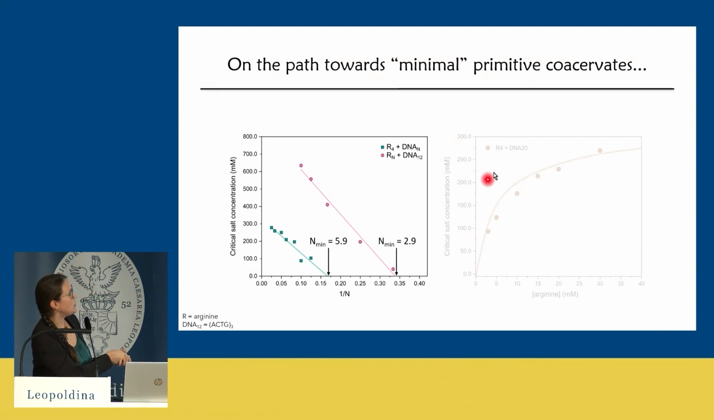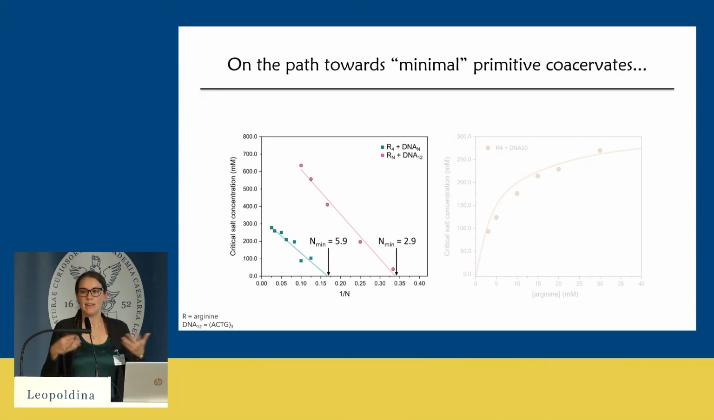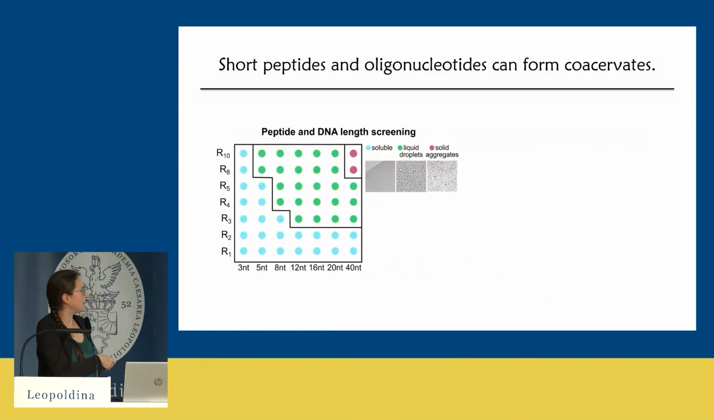When you instead use a slightly longer DNA strand, 12 nucleotides, what you really need as a peptide is just a 3 arginine unit. This was something that was interesting. We decided to expand it even more. This is a matrix. The green spots are the combinations of peptides and DNA that we varied based on their length, in which you do form coacervates. It already seems quite large.